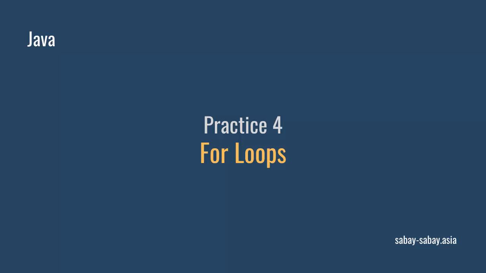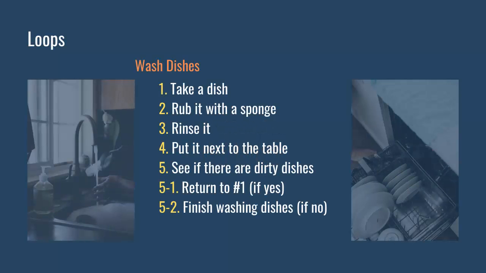We often do something repeatedly in our daily life. For example, we wash dishes after a meal. Take a dish, rub it with a sponge, rinse it, put it next to the table, see if there are dirty dishes. Return to number 1 if yes. Finish washing dishes if no. In washing dishes, we probably have to repeat the process.